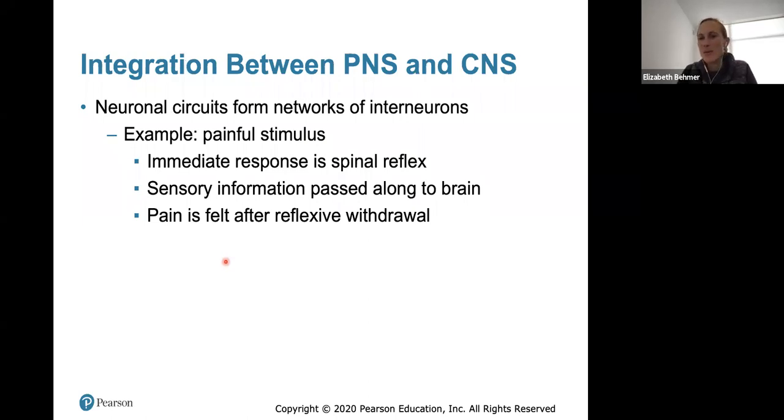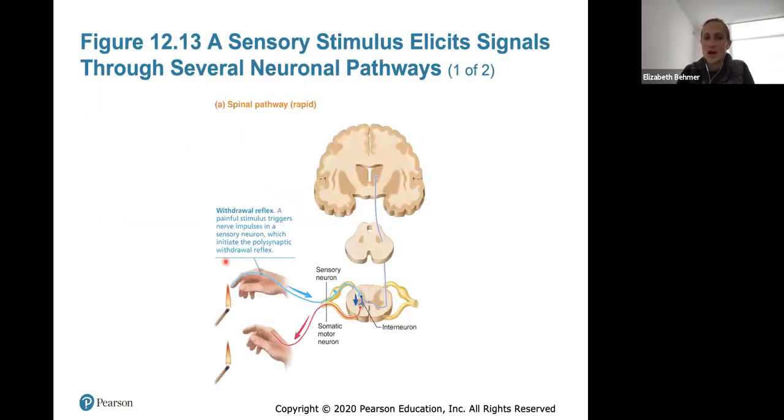We'll talk a little bit more about integration. So for example, in a painful stimulus, how all of these networks come together and work between your peripheral and central nervous system. There's always an immediate response in the spinal reflex. Sensory information will still pass to the brain, and pain will be felt after the reflex is withdrawn.